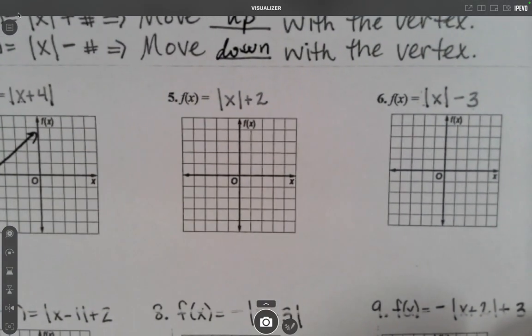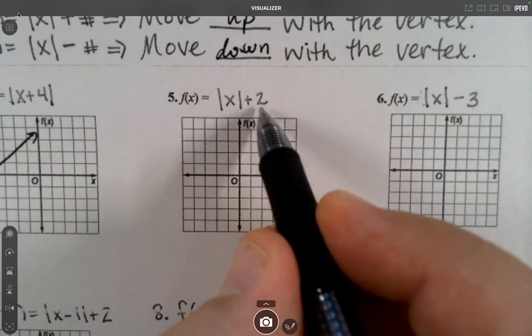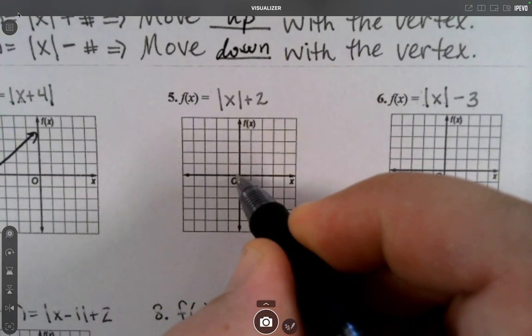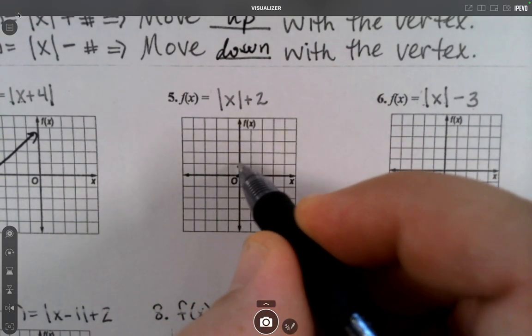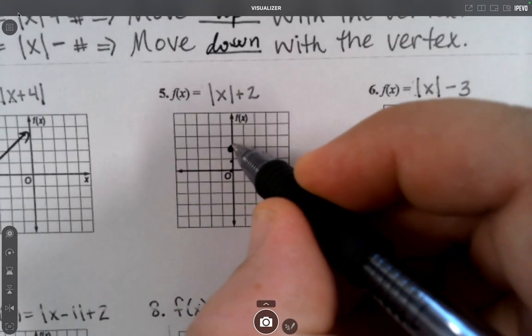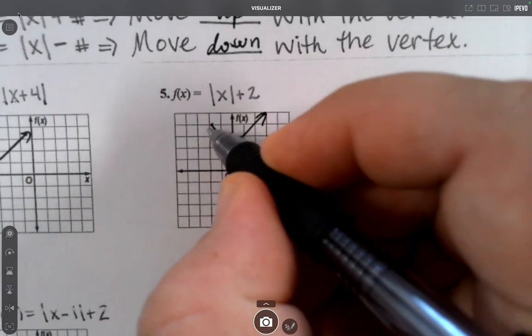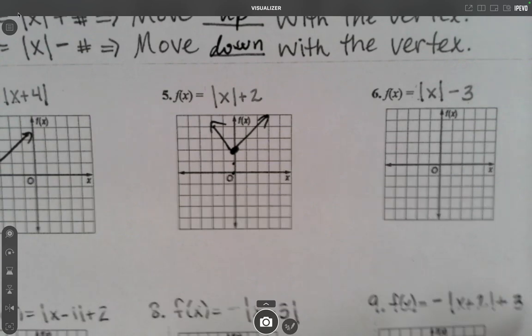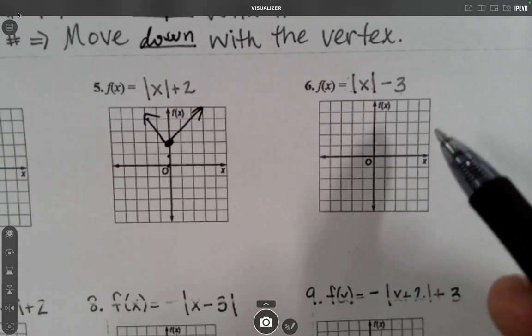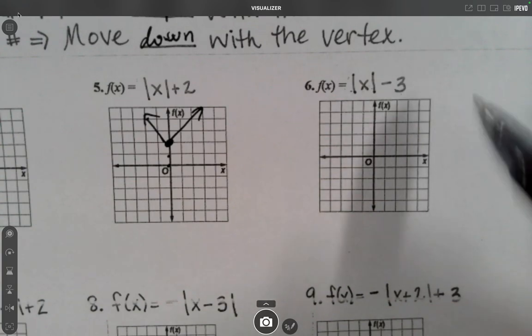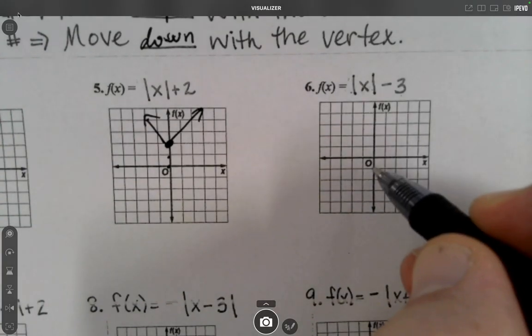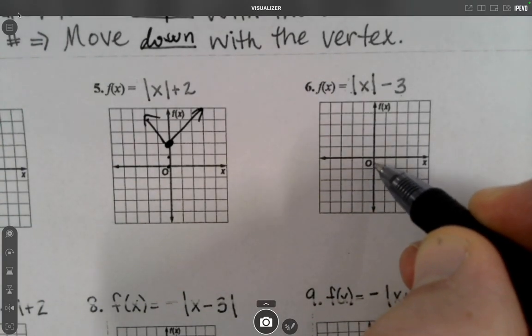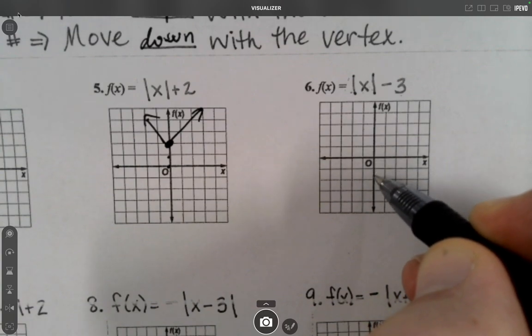Okay, so now we're switching gears and going outside the absolute value. This is when it's a vertical movement, either up or down. When it's plus, you move up that many. So start at the origin, move up 2, then draw your V. Six, we're subtracting 3 outside the absolute value, so it's a vertical movement. So we're going to move down 3. Let's move down, start at the origin, move down 1, 2, 3.